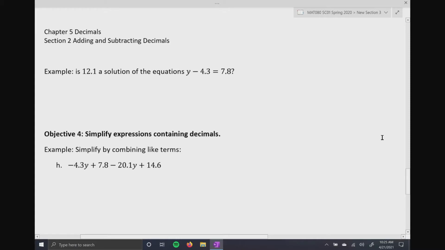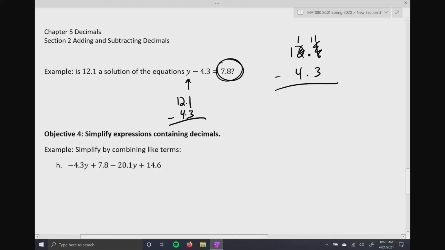So what they're asking is if I took that letter y and substituted 12.1 and subtracted 4.3, do I get 7.8 as an answer? So I'm just going to come off to the right, just rewrite it. Let's borrow. That's going to be an 11. That's going to be a 1. 11 minus 3 is 8. 1 minus 4 I can't do. I have to borrow again. So 11 minus 4 is 7. So is 12.1 a solution? Yes.